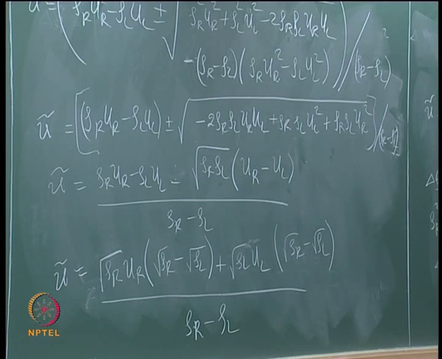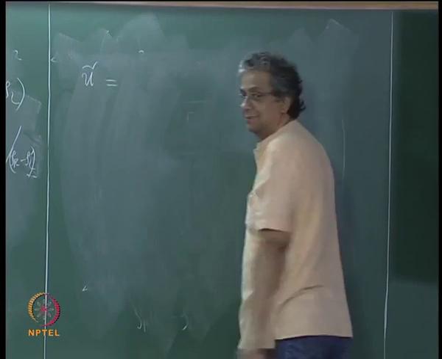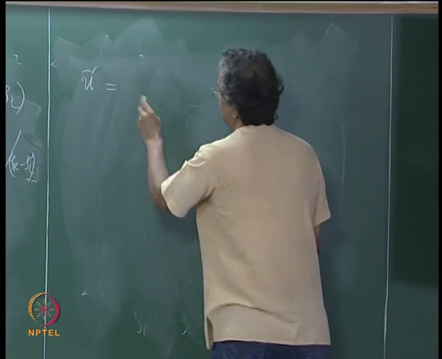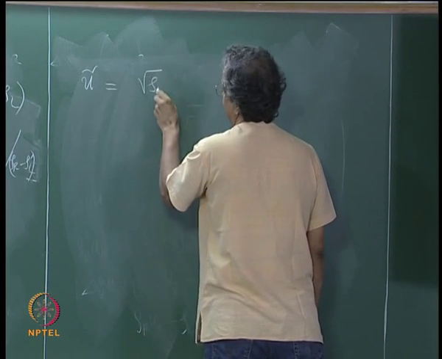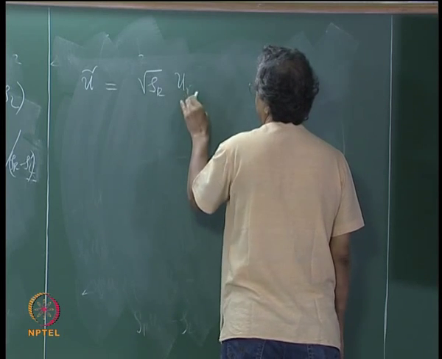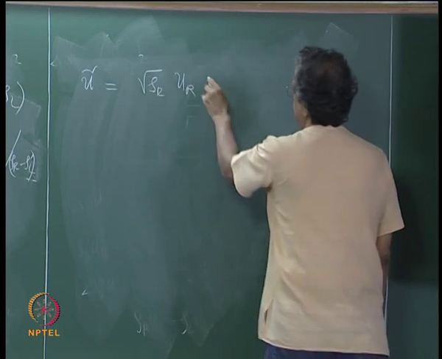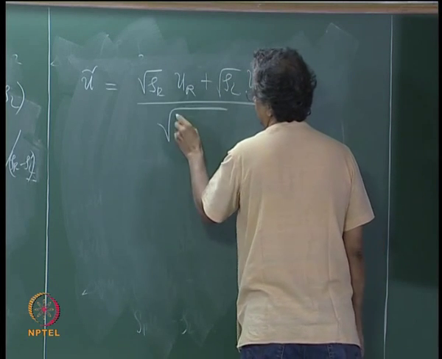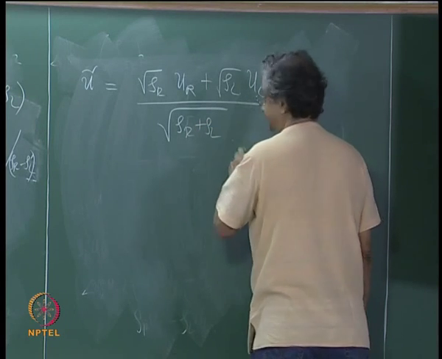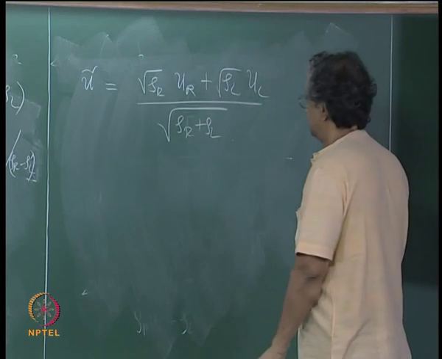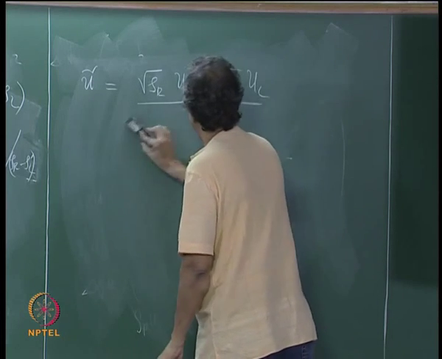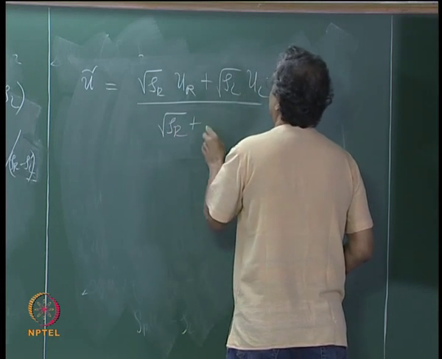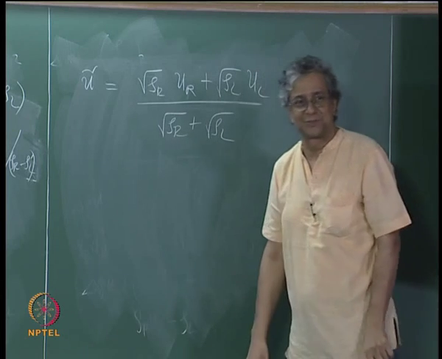As a consequence of all this algebra, we get this amazing expression, which tells us that u tilde is square root rho r u r plus square root rho l u l, divided by square root rho r plus square root rho l. I have to be a little more patient. I was just thinking in my mind convex combination and doing the wrong thing.